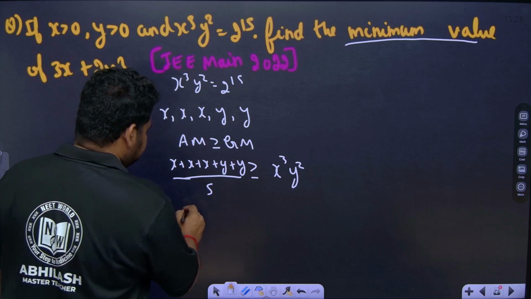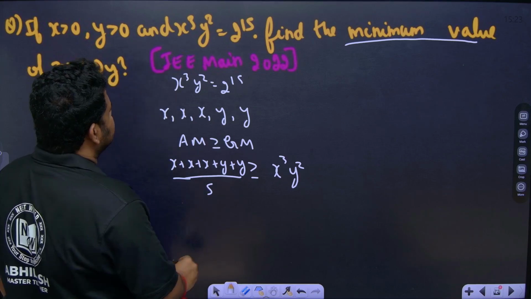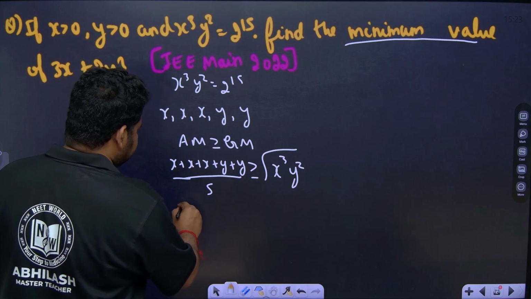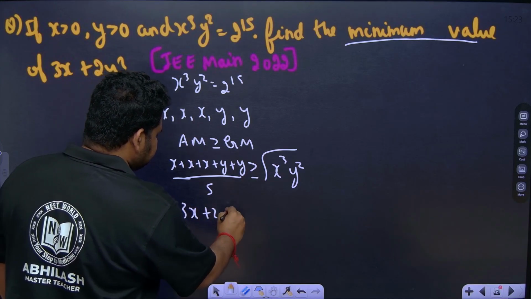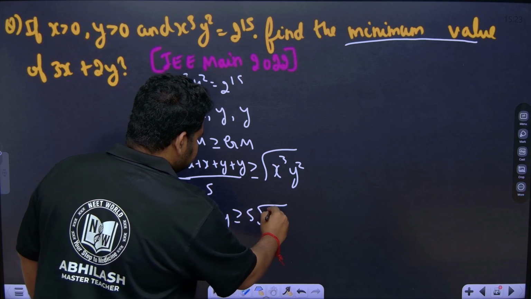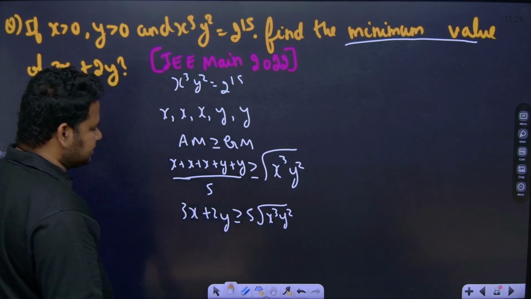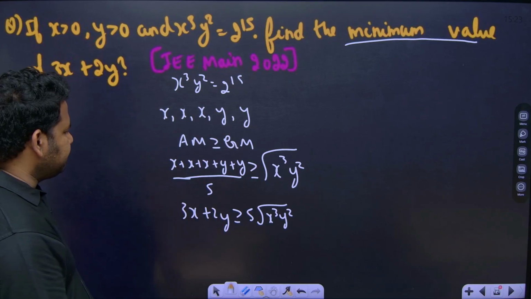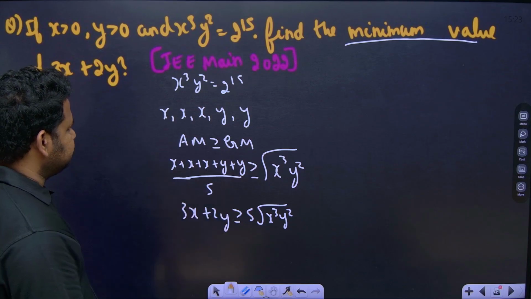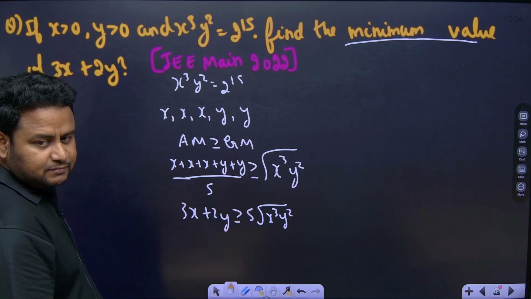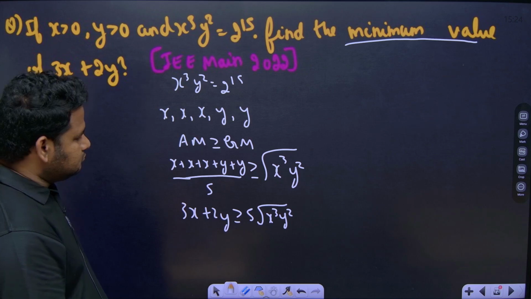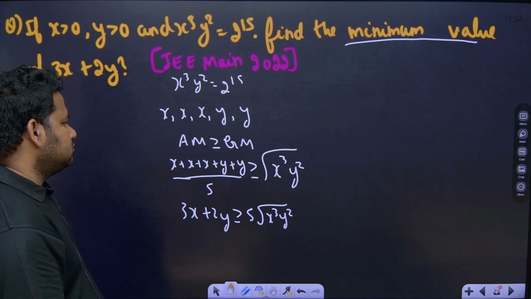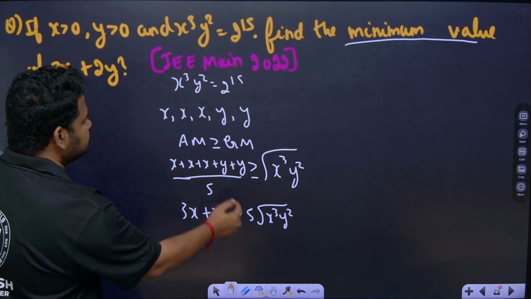So this will become the fifth root over x cube y square. So 3x plus 2y is greater than or equal to 5 times the fifth root of x cube y square. Correct? Now I have to find this one, x cube y square. What can I do here? x cube y square is 2 to the power of 15. So this value is 2 to the power of 15.